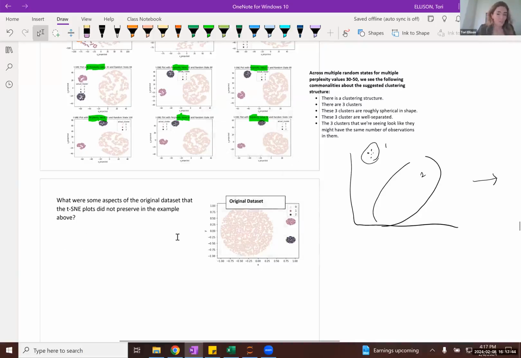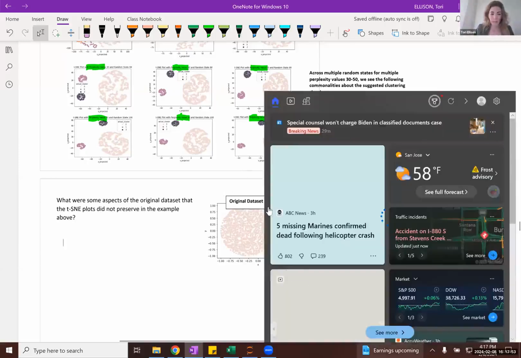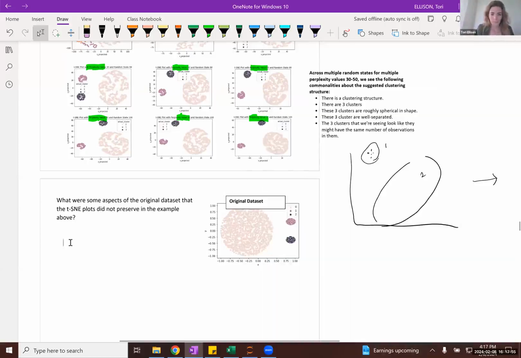Yeah, okay. So the key thing that you want to remember when it comes to interpreting your TSNE plots is that TSNE plots do not preserve the pairwise distances between the observations in the original data set.